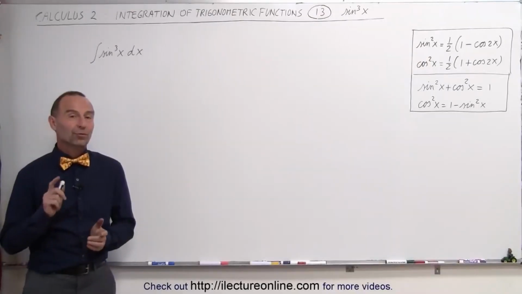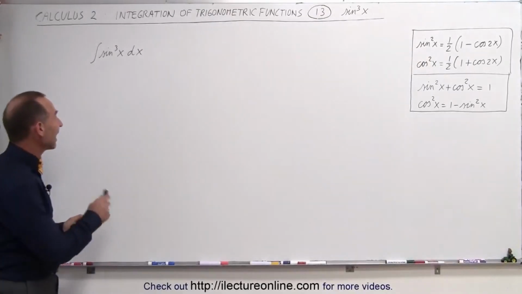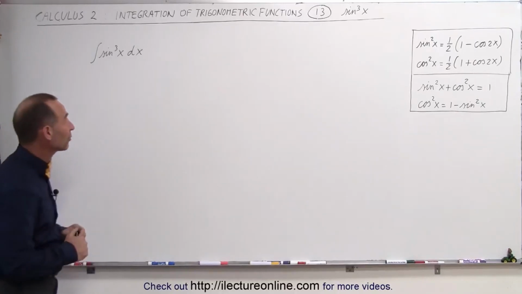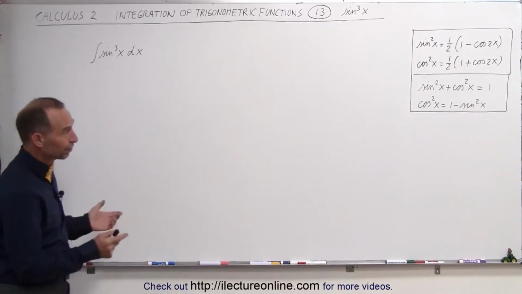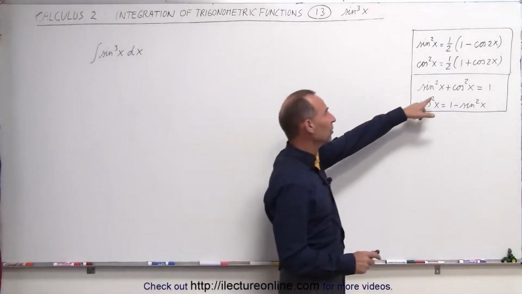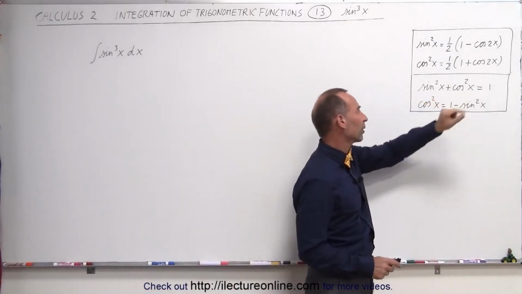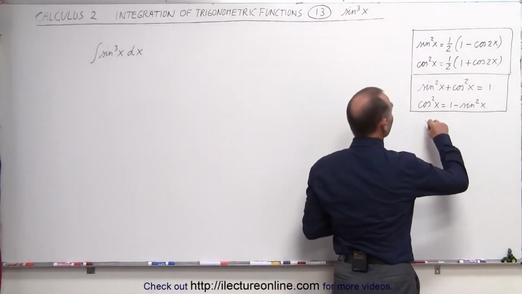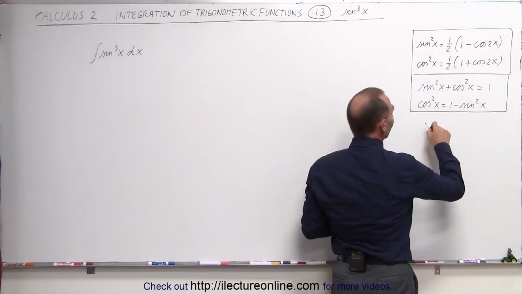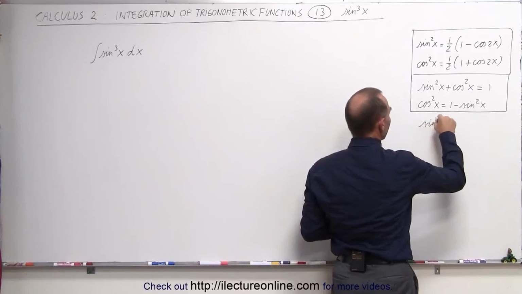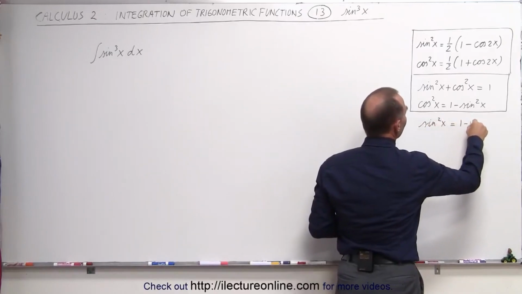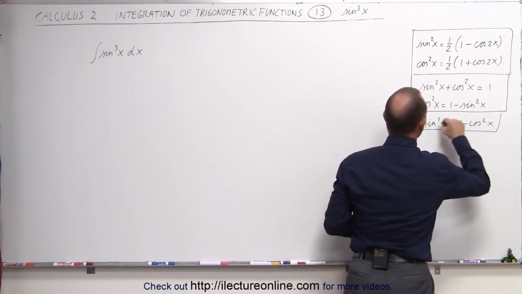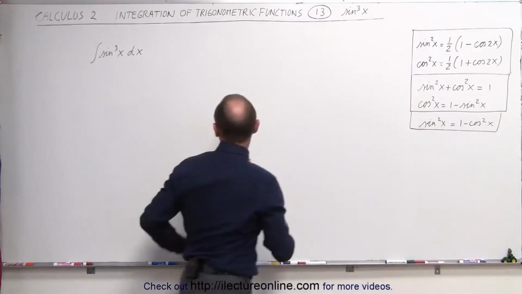In this video, we're going to try to find the integral of the sine cube of x. And we're going to use the same trick we did in the previous integral when we tried to find the cosine cube of x. So for that, we have these relationships that the sine square of x plus the cosine square of x equals 1. That means we can also write the sine square of x as 1 minus the cosine square of x.